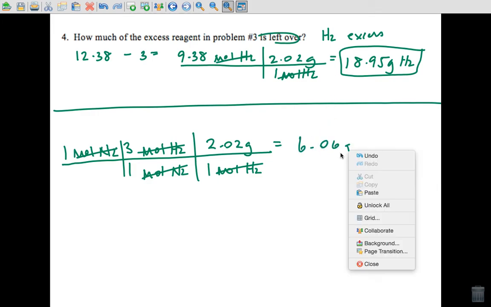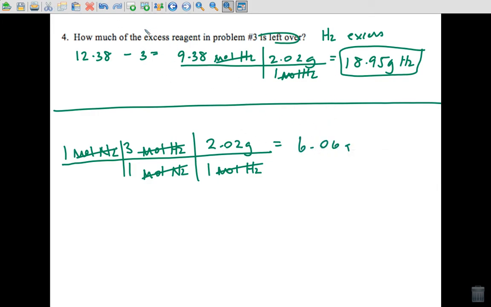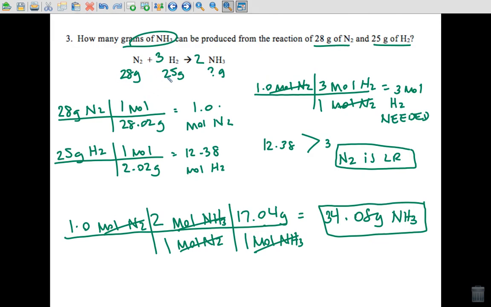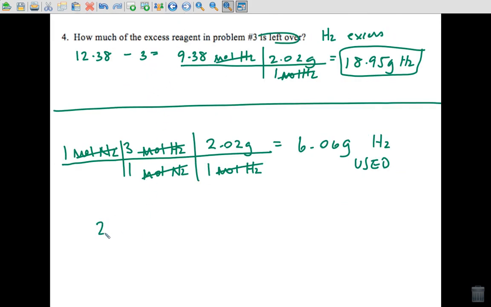Now don't forget, if you're doing an excess reactant left over problem, there has to be some subtraction somewhere. So this is how much H2 is used. You subtract that from the original amount given, 25, to get your leftover. Because again, 6.06 is the amount used. And again, you're going to get 18.94, which is very close to the answer at the top.